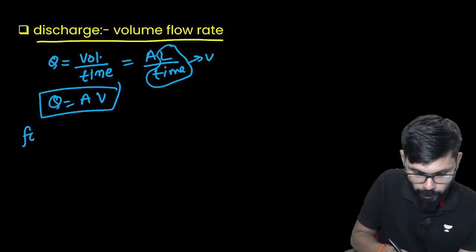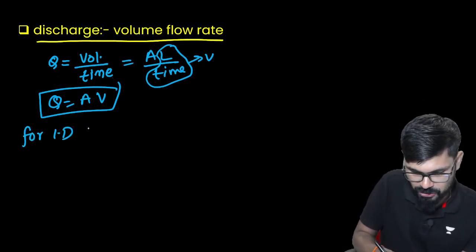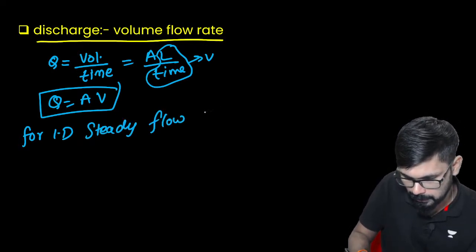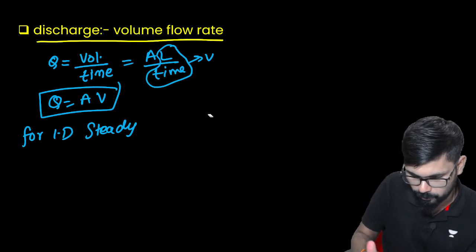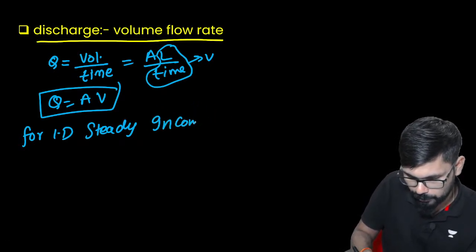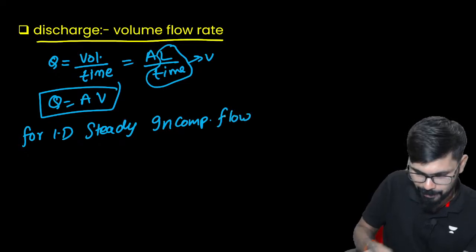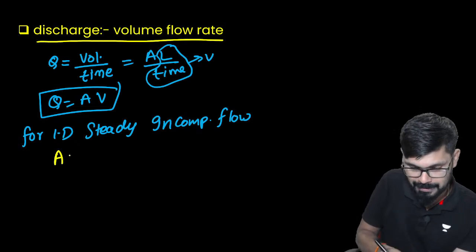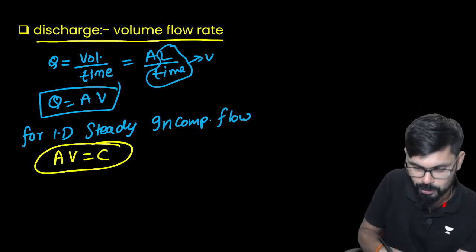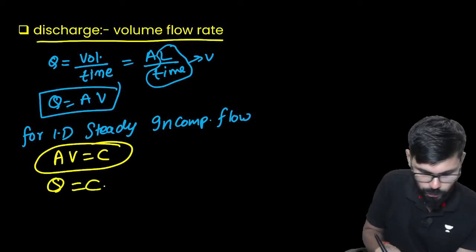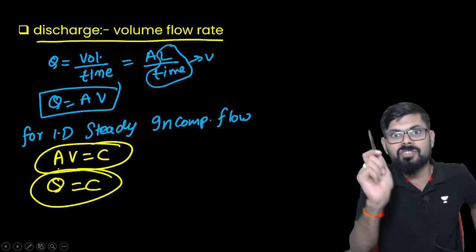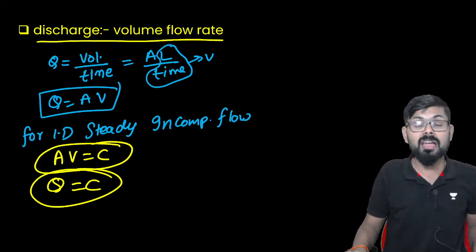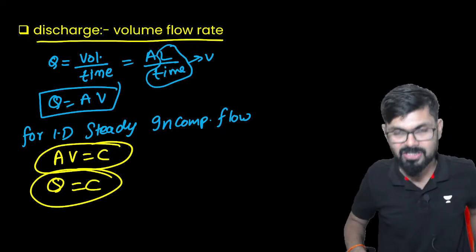Now for one dimensional steady incompressible flow, what did we just study? A1 V1 is equal to A2 V2, and we can say AV is equal to constant. It means that Q is also constant. So the discharge is always constant for one dimensional steady flow of incompressible fluid.